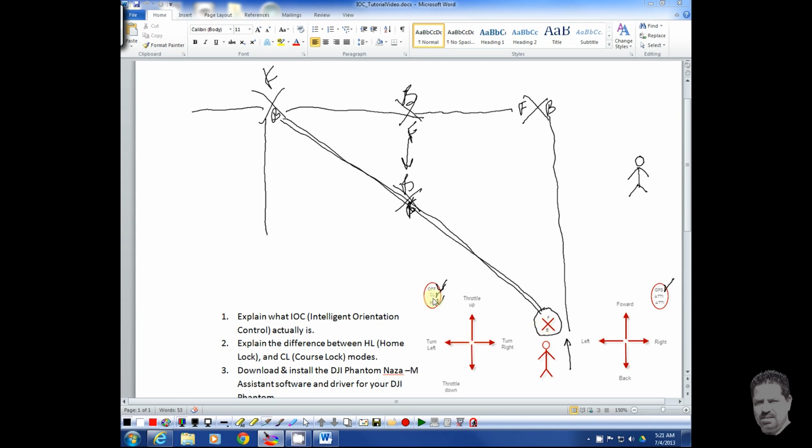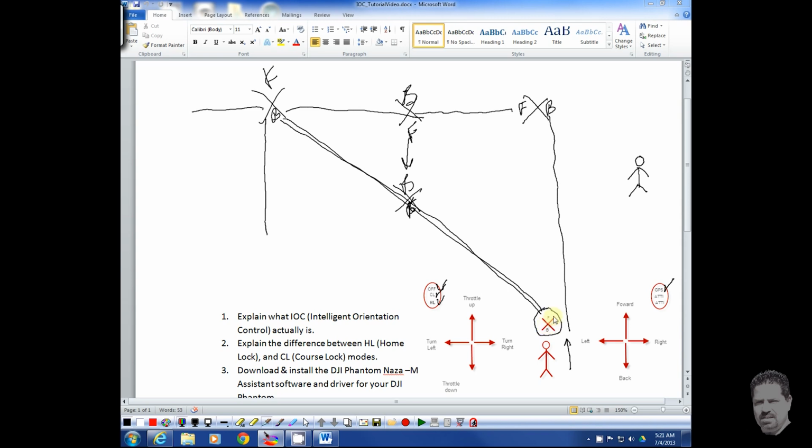It's all relative to where it started. And again, if I go to course lock and I'm standing all the way over here, same situation. Forwards is going to be this way, backwards is going to be this way, right is going to be this way, left is going to be this way. So where you are can lend to confusion. You need to be aware that these functions are dependent on where the DJI was when it started the flight.